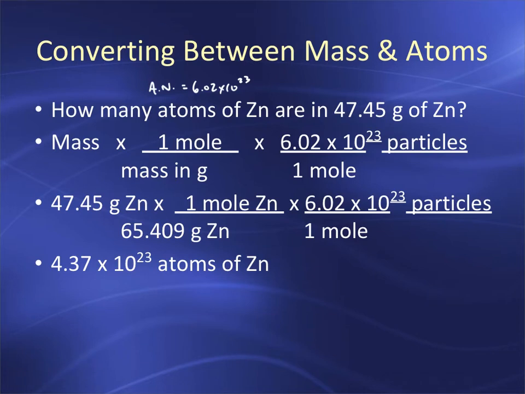Mathematically, what that's going to look like, well, 47.45 grams of zinc. Now, this time I'm going backwards, so I'm not going to multiply times the molar mass. I'm going to divide by it. Now, go ahead and rewrite this over a little bit. But we are going to divide by the molar mass.